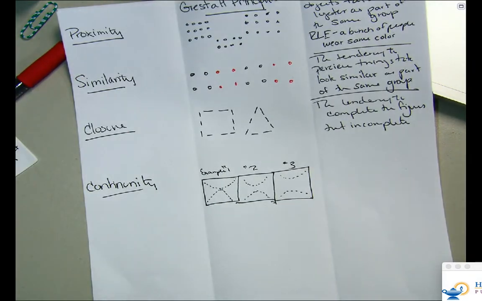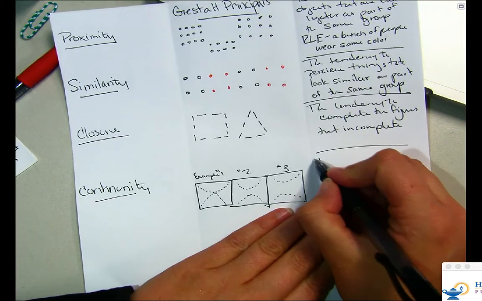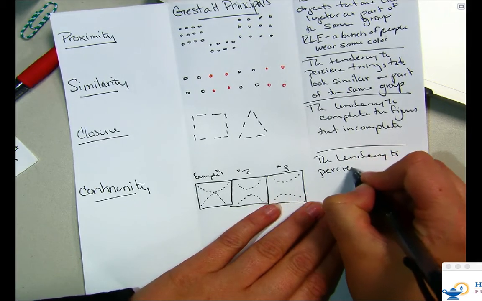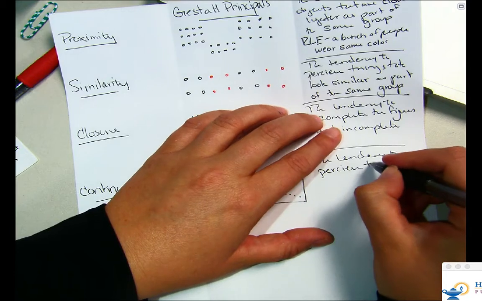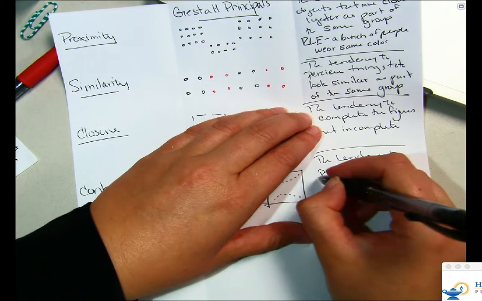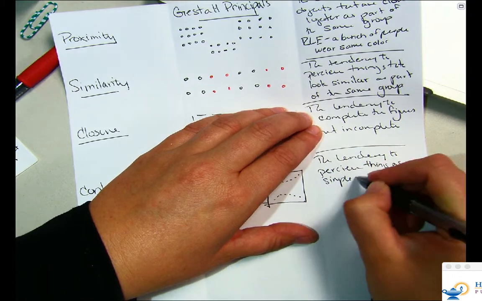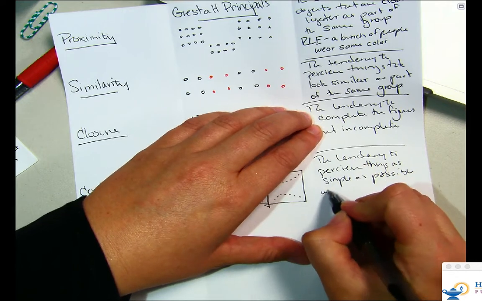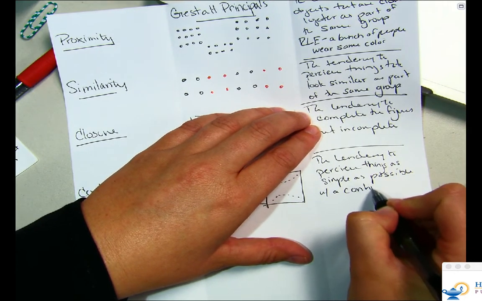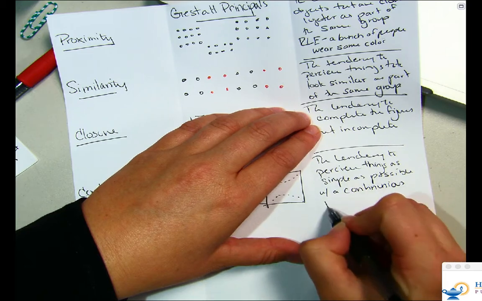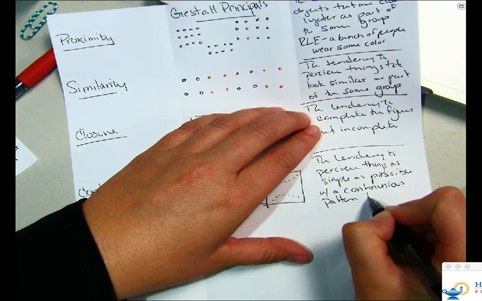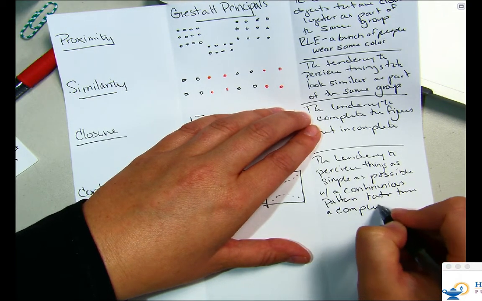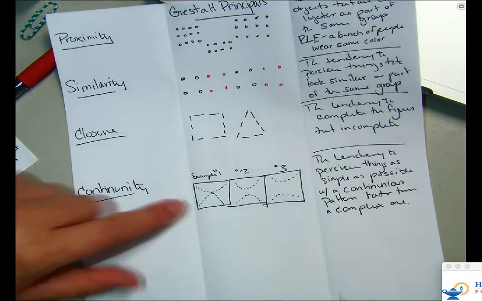There you go. All right, so this is the tendency to perceive things as simple as possible with a continuous pattern rather than a complex one. There you go. So, how would you describe this?